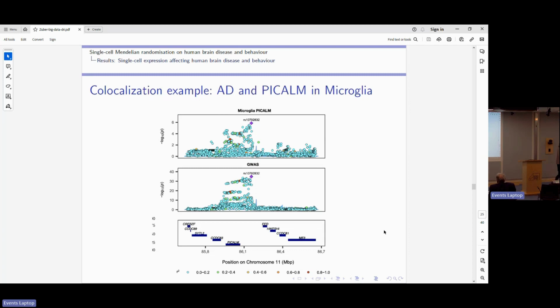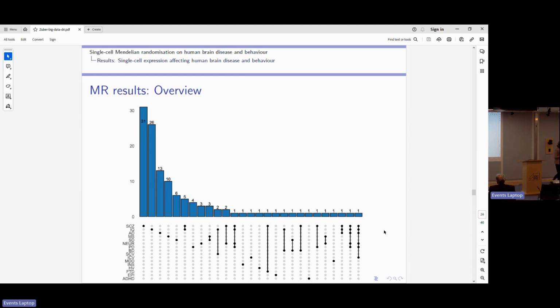Here is, for example, a co-localization plot for Alzheimer's disease and PICALM, where we also have pretty strong co-localization evidence, where it's exactly the same lead SNP that's shared between the expression of PICALM in microglia and the GWAS for Alzheimer's disease. Here is an overview of all our significant MR findings. You see the number of hits was largest for schizophrenia and IQ, but we also have pretty strong overlap where we see the same gene to cell type combination being likely targets for more than one disease. One example here is for schizophrenia and IQ.